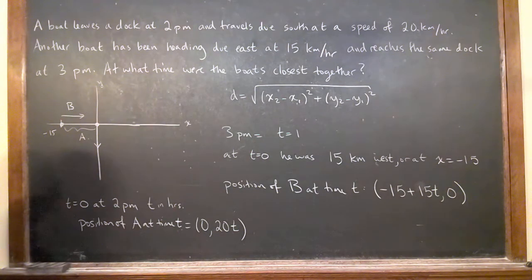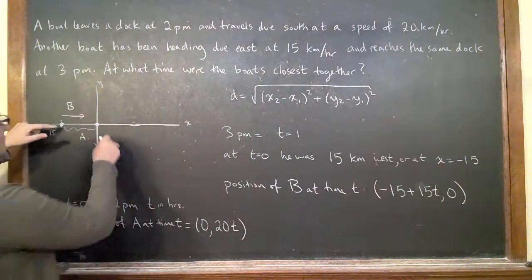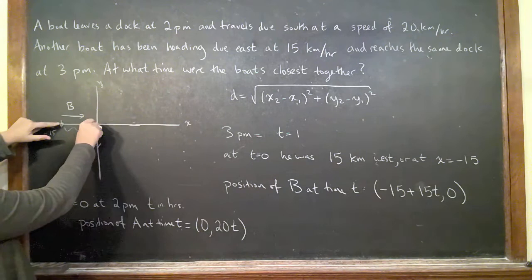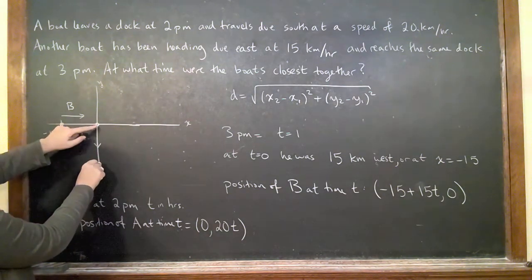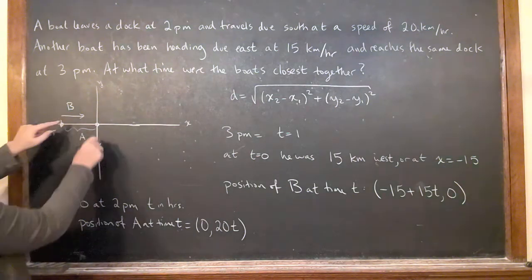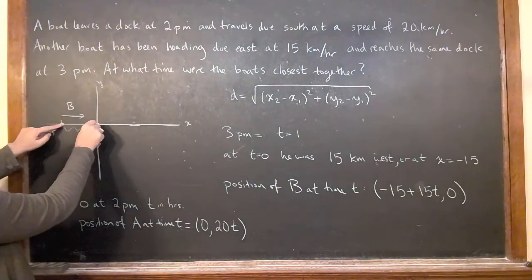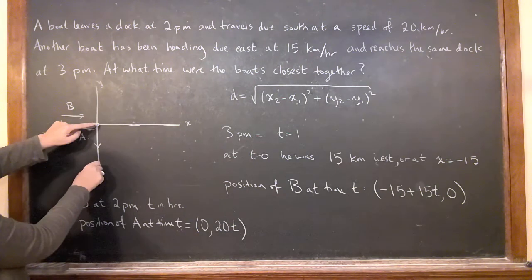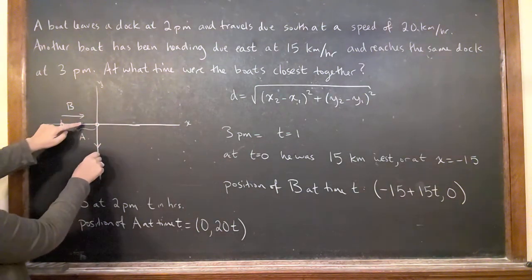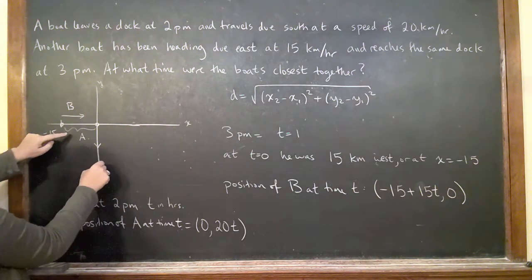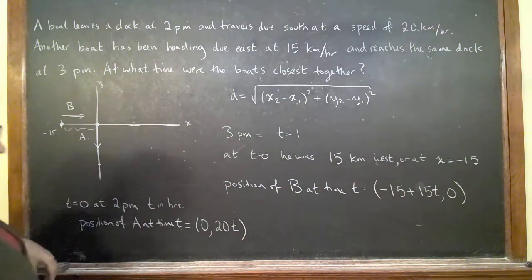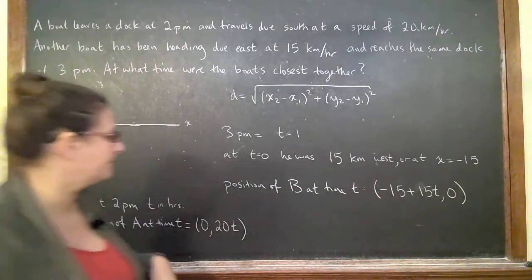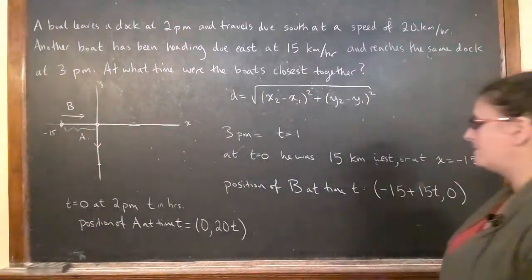So as we start here and here, and as time moves, we move this way. At time t equals 0, we're here. At time t equals 1, we would be here. And of course, A would be at 20. And presumably somewhere in the middle, there's some minimum distance between the boats, and we're supposed to find what that time is. So that's going to be the setup.